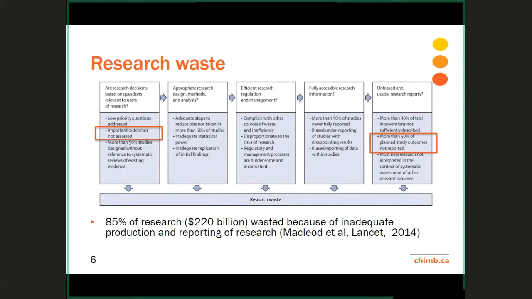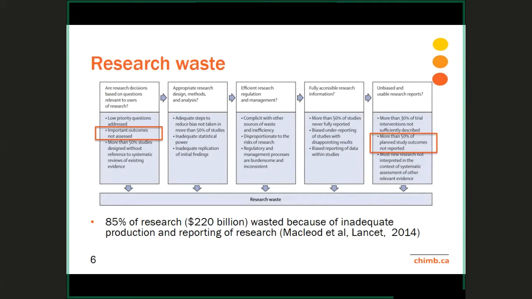So you can see in the beginning phase, when we're designing our question, when we're figuring out what the decision is, what the question is we're going to ask, if we're not assessing important outcomes, that contributes to research waste. And when we get to the end of the spectrum, when we look at reports and trial reporting, more than 50% of planned study outcomes are not reported.